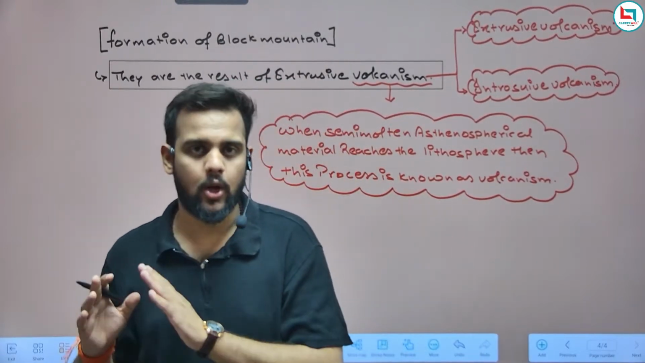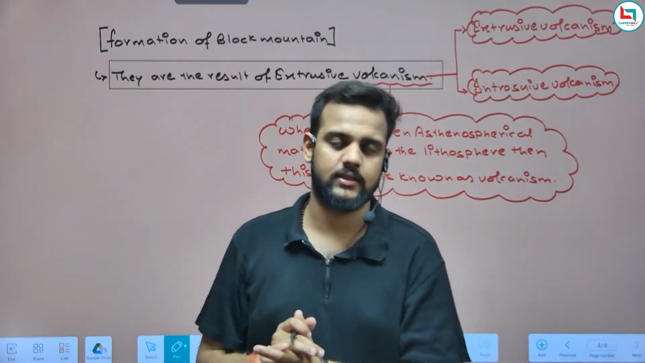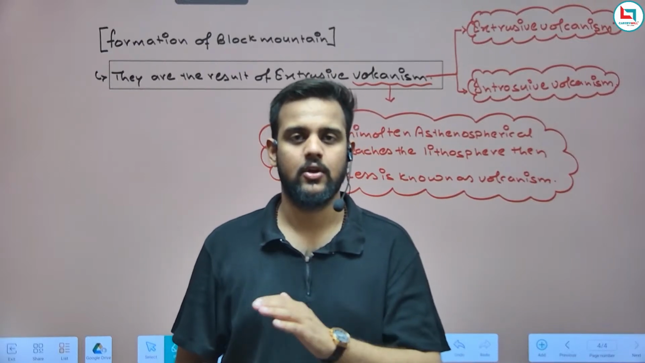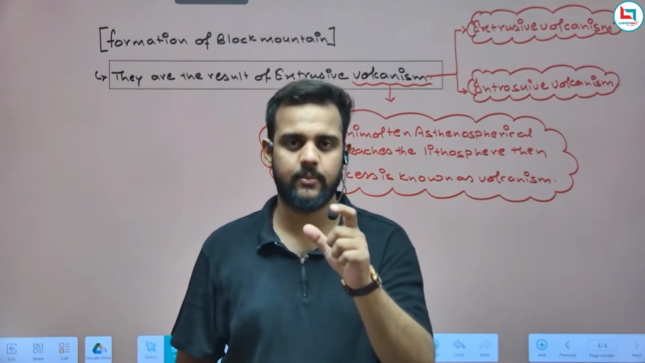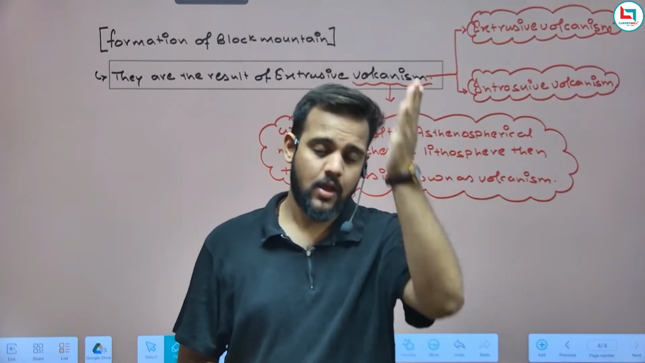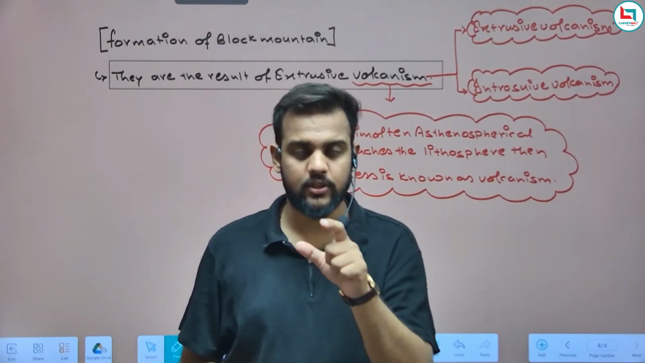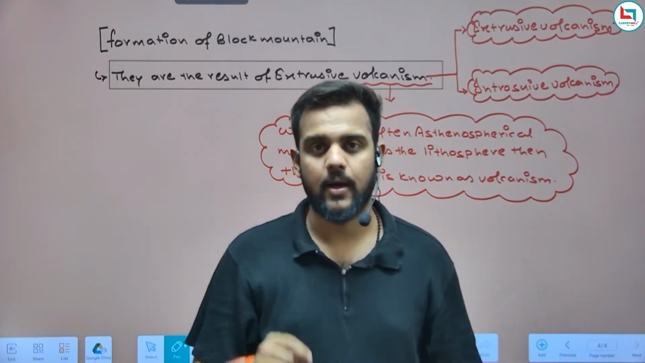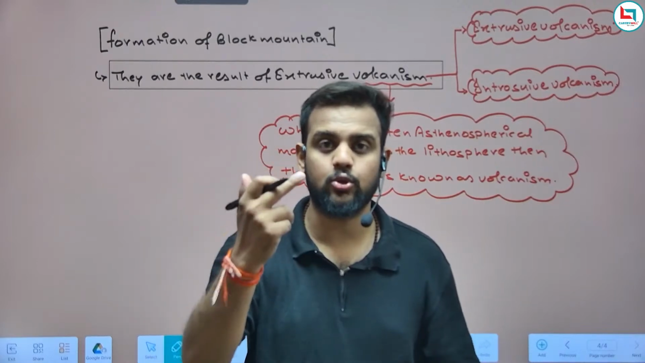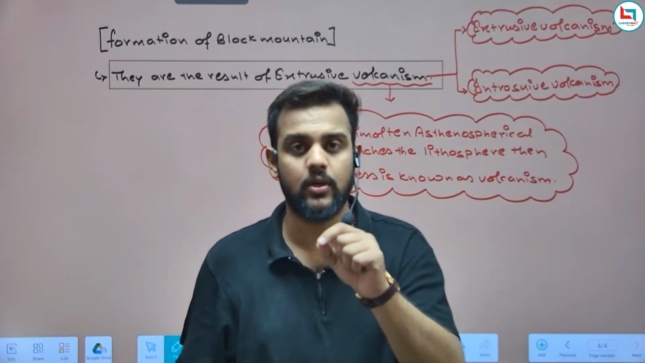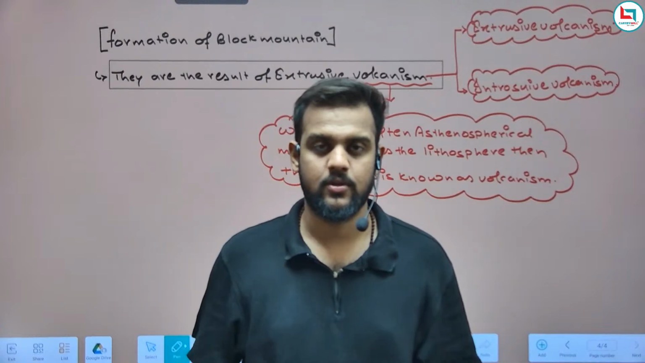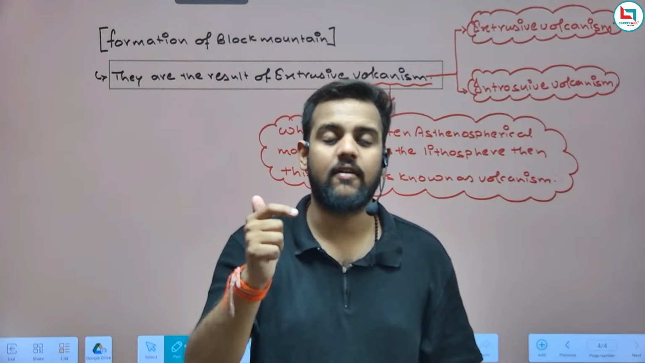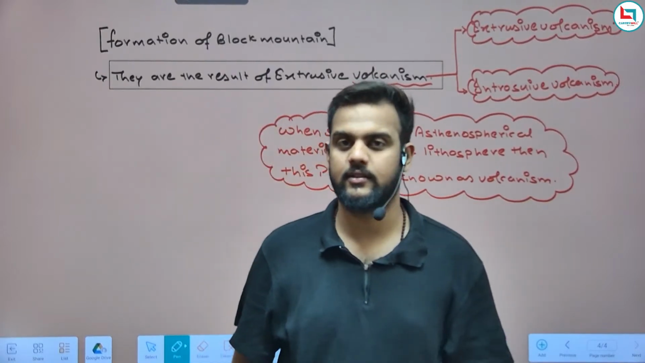We will talk about volcanism in our upcoming classes, how volcanism took place, and what the forces behind the movement of this semi-molten asthenospherical material are. When this material is inside the earth, it is known as magma. And when it is exposed over the surface of the earth, it is known as lava. Okay, we have the two names. Magma is inside the earth and lava is exposed over the earth's surface.